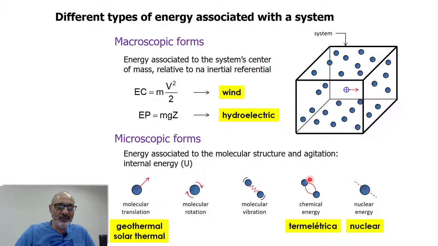So these types of energies are also associated with what we call energy models. Kinetic energy is associated with wind energy, potential energy with hydroelectric power, temperature with geothermal or solar thermal. Chemical energy is a thermal power, a general thermal power plant, which burns some fuel in order to obtain heat, and nuclear power plants, okay?